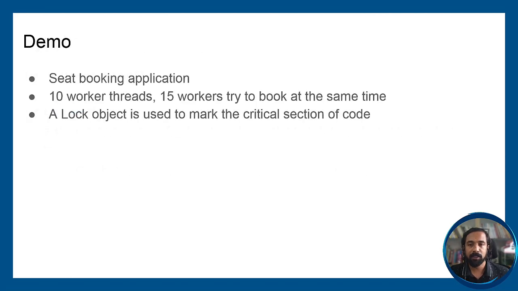Now let's make the previous booking application thread safe using locks. So we have our seat booking application. We will have 10 worker threads, and totally there will be 15 workers representing 15 users who are trying to book a seat at the same time. Then we will use a lock object to mark the critical section of the code.